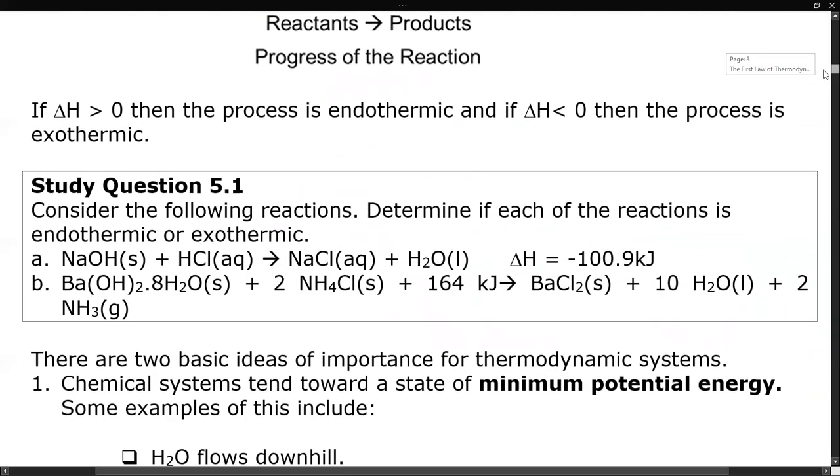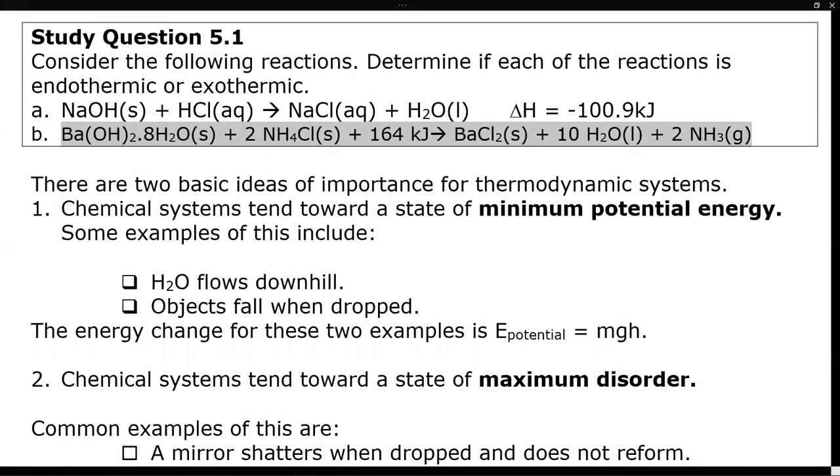Now, when we start talking about heat of reaction, delta H, and we'll talk about that a little bit later on in more detail, if that is a positive, that means heat is going into the system. That is endothermic. If it's negative, then the process is exothermic. Here in this question, we've got two different equations, and we want to consider whether each of the reactions is endothermic or exothermic. We've got the acid-base neutralization. Those tend to be exothermic, and we can see that the delta H is negative, indicating that the reaction is in fact exothermic. In the case of B, we can see the 164 kilojoules is written on the reactant side, so that would be endothermic.